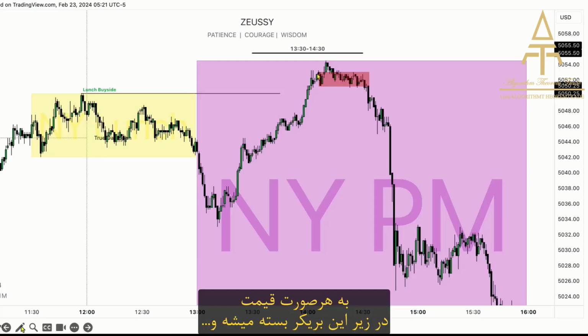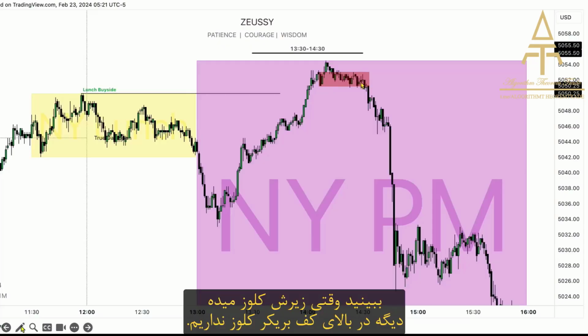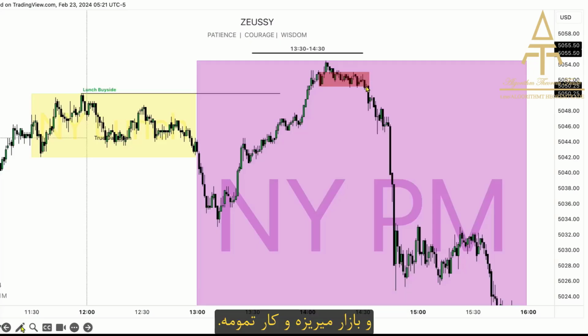Yep. Anyhow, market closes below this breaker. Notice that right here, the market closes below it. Notice that the closes are never above the low of the breaker anymore. Market gets sent lower, and there it goes, business done.